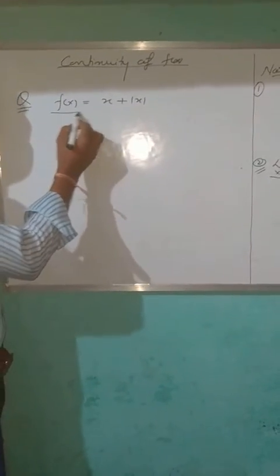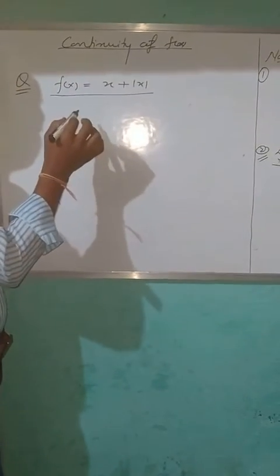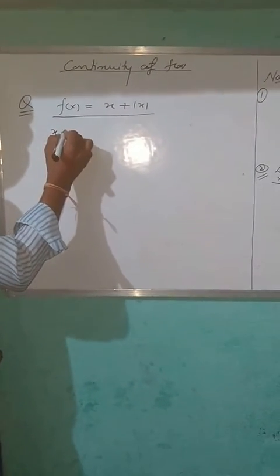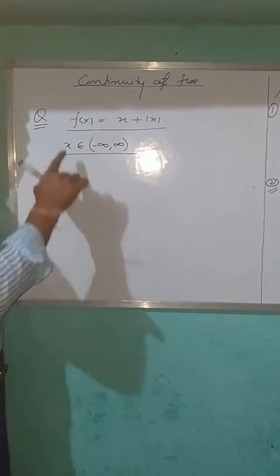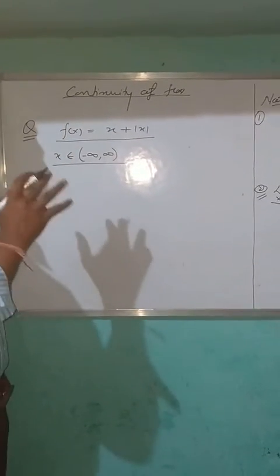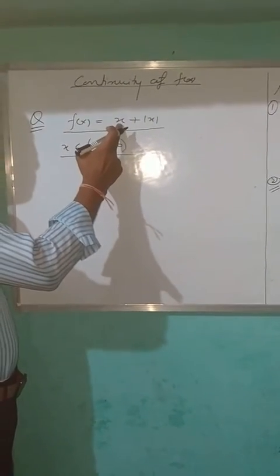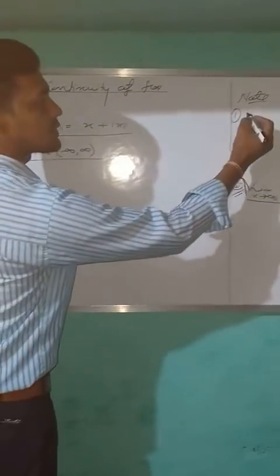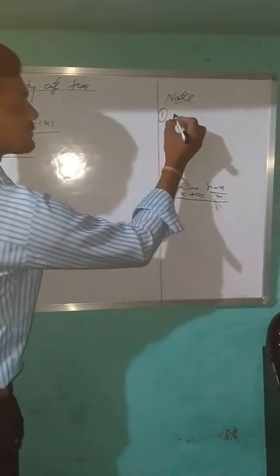let us take a function f(x) equal to x plus mod x. If we want to find the continuity of this function in the interval x belongs to minus infinity to infinity, then we have two cases. The first case is we can consider this as the first function and this as the second function, and we know that the sum of two continuous functions is always a continuous function.